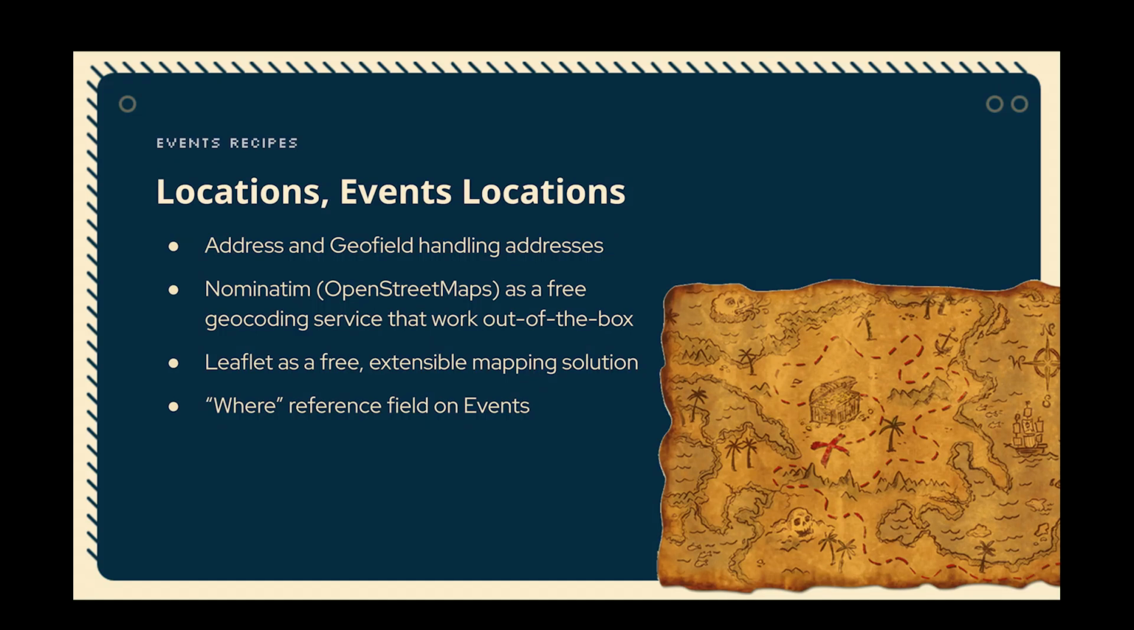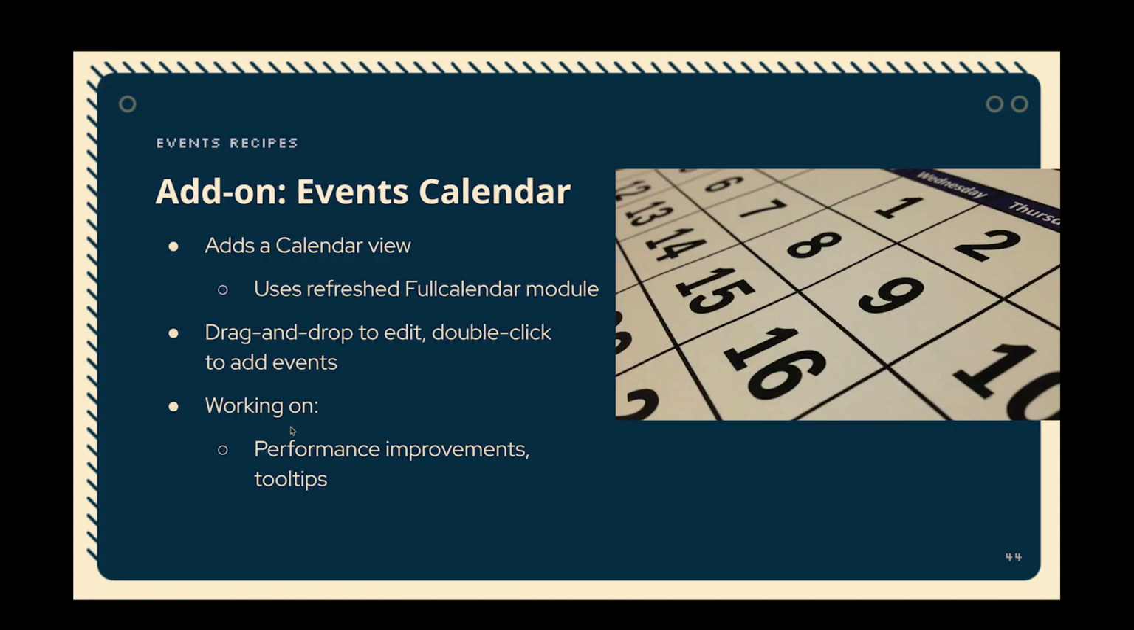There are locations and events locations recipes. It's going to set up a content type that has address and geo fields. It's going to use Nominatim, which is provided by OpenStreetMap, as a free geocoding service, as well as Leaflet. So you have sophisticated geocoding and mapping services that don't require any kind of paid Google Maps account out of the box. And if you apply this events locations recipe, then your events have an autocomplete that they can use to reference a location, and all of that will work again out of the box.